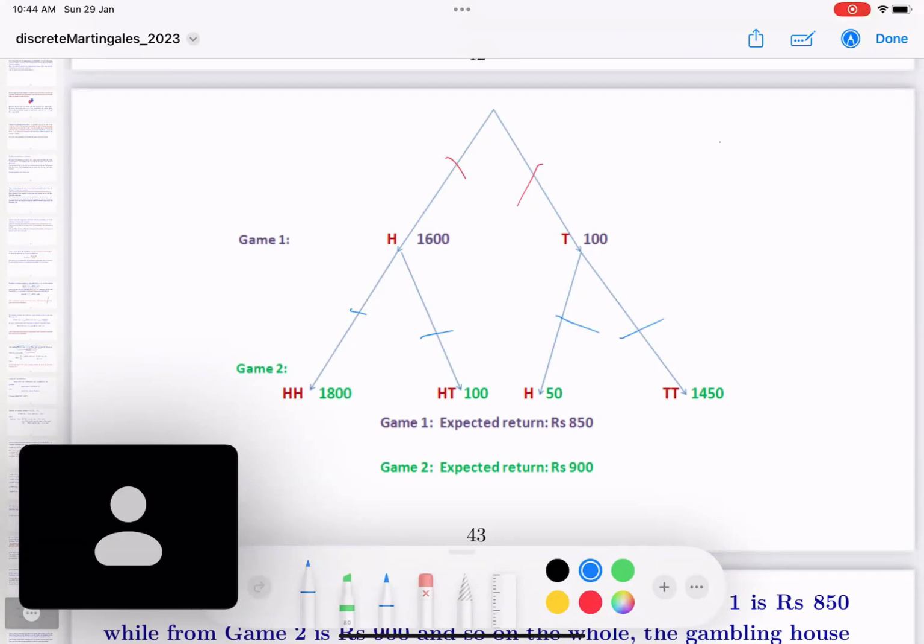Now the expected return for the first game is 850. This times half plus this times half. And we can compute the expected return for the second game, and we'll see it is 900. So both are less than 1000, and therefore the law of large numbers will give that if a large number of people play this game, the gambling house is going to make money.